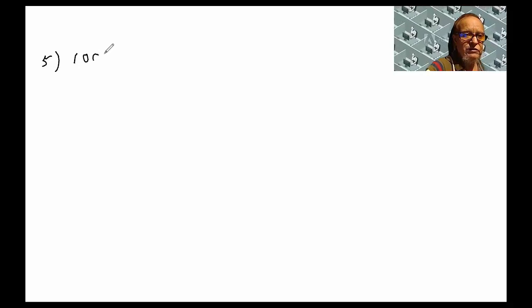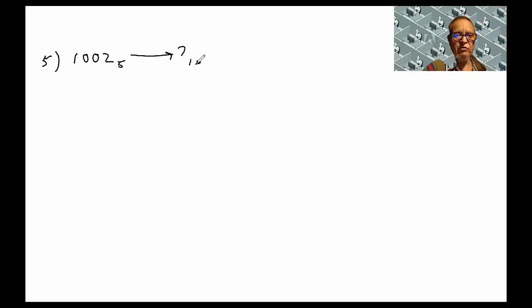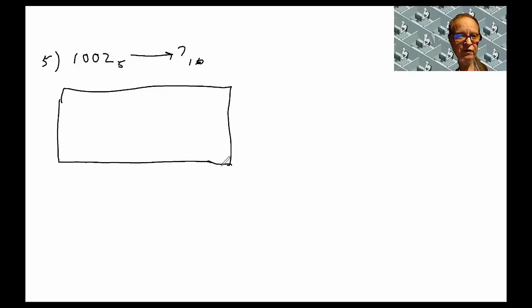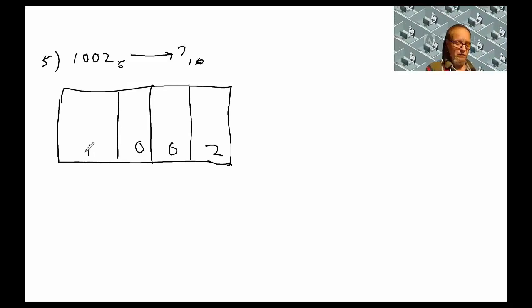In this example, we're going to take 1002 base 5 and convert it into its equivalent in base 10. So we're going to again make a table. Well, how big a table do we have to make? Well, let's fill in the numbers. We have a 2 here. We have a 0 here. We have a 0 here. And we have a 1 here. So that tells us what our places are.